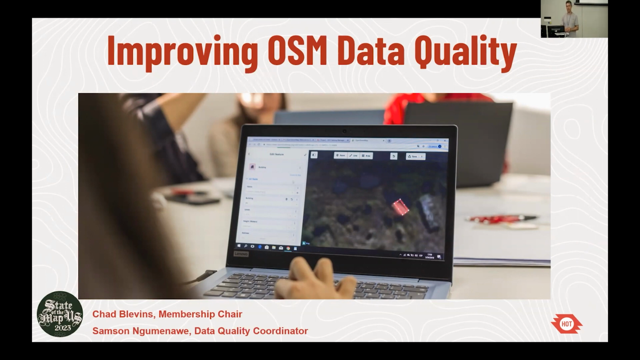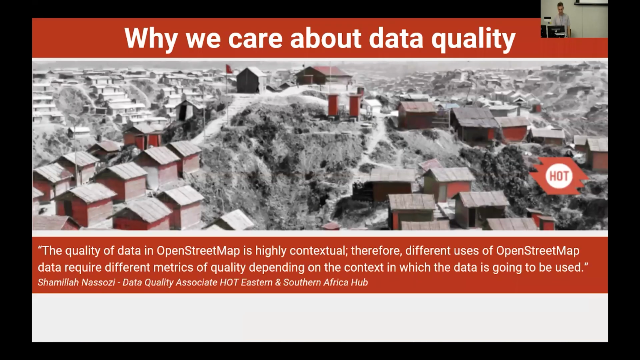I'm giving this talk on his behalf about improving OSM data quality at the Humanitarian OpenStreetMap Team. So we recently drafted a data strategy. I'm just going to walk through what that process looked like and some of the things that we identified. So why do we care about data?